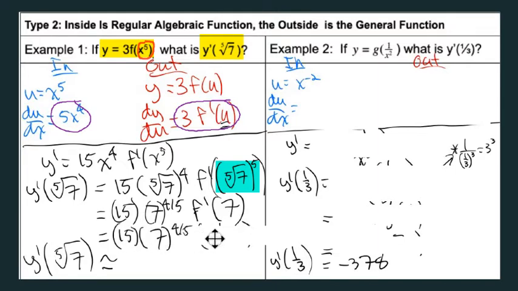Now we just go through, same thing, and take a look at your table, go to x equals 7, go down until you hit f prime, and you're going to notice that it's a value of 1. Okay, so I multiply this together. Now the exact value is this right here. That's the exact value, 15 times 7 to the 4 fifths.